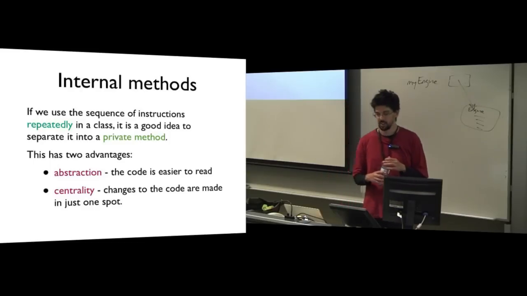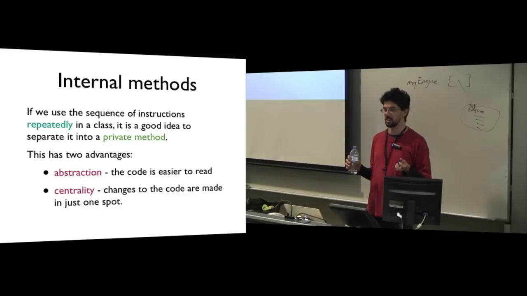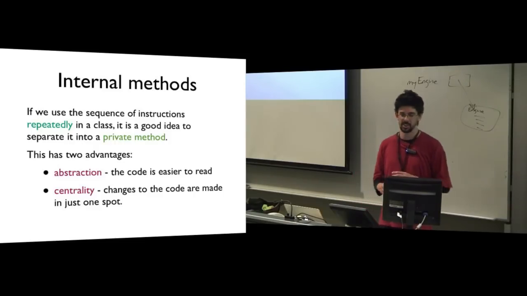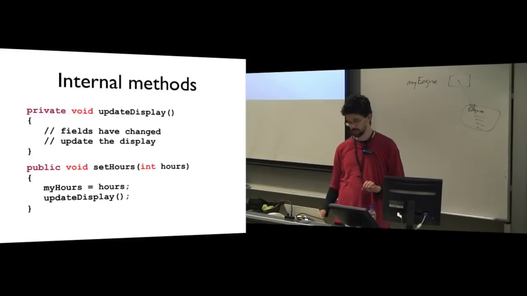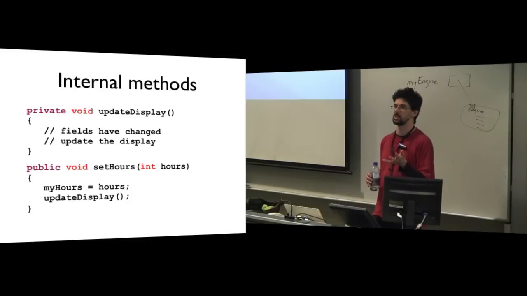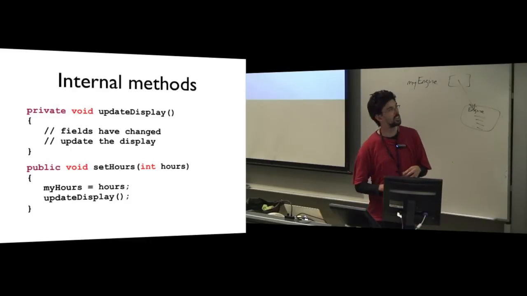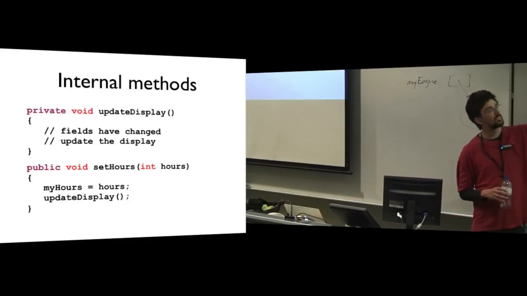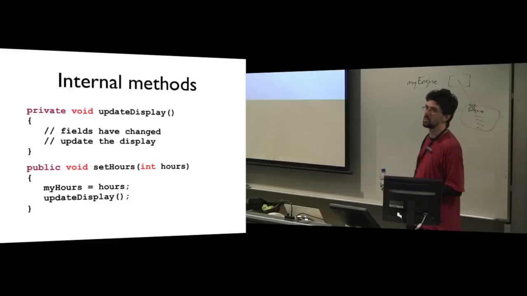So internal methods are basically a way of handling code that we write several times inside a class. It's usually a good idea to factor that into a private method. For example, the example we're using from the textbook is a clock. That clock has a display on it, but it also has a bunch of different methods for changing the time. One of those methods would be to set the hours on the clock. Another one would be to set the minutes on the clock and so forth.